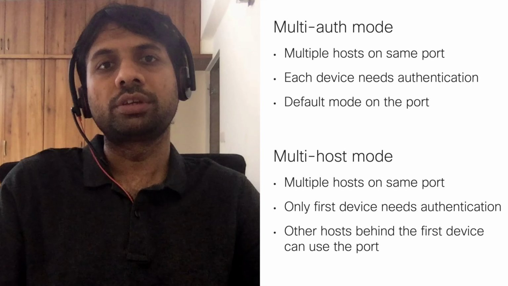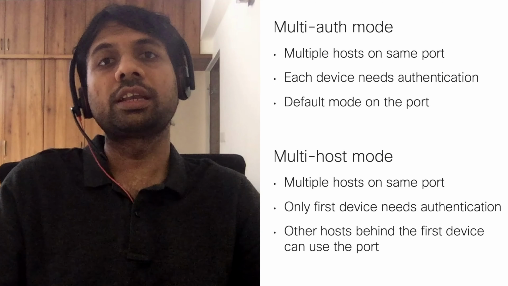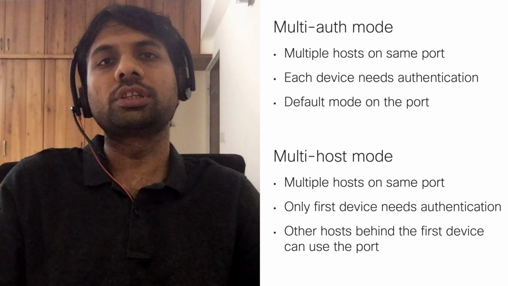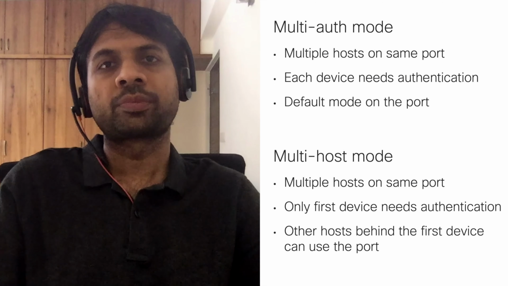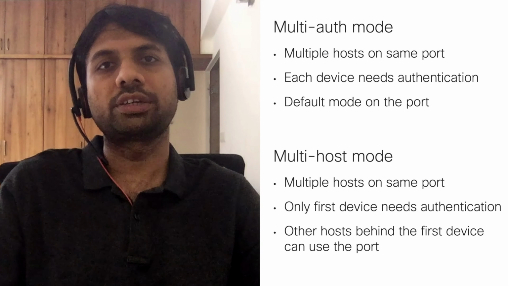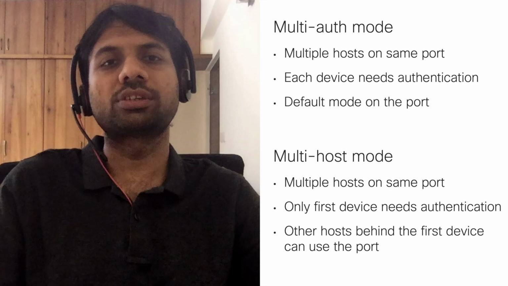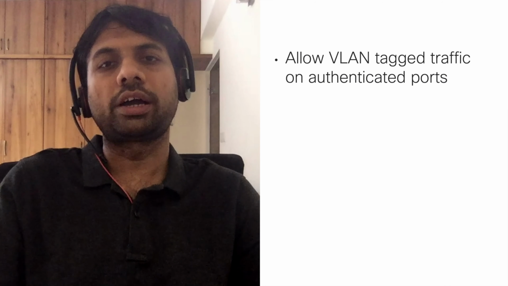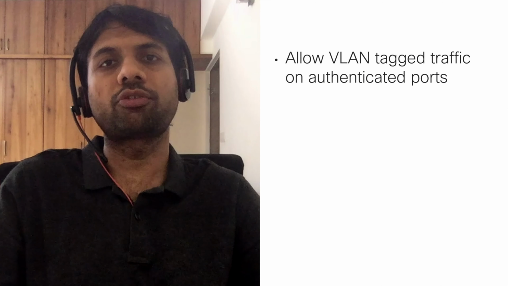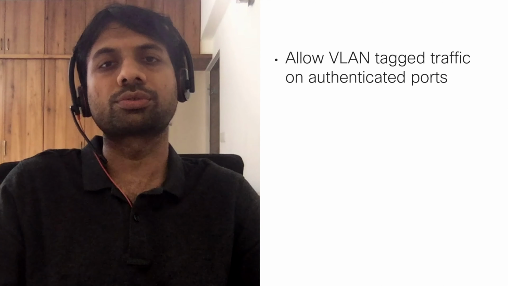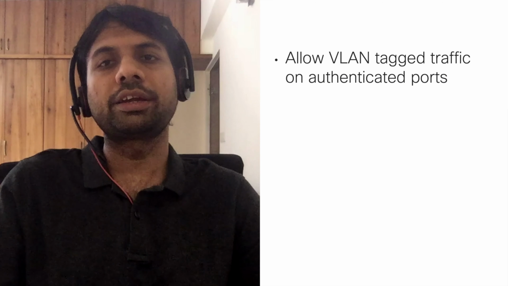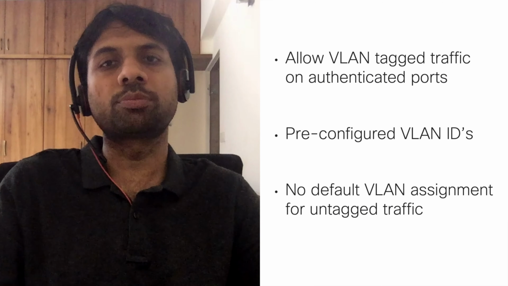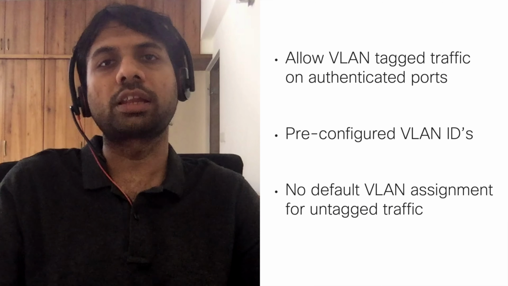The other addition is multi-host mode where we can again have multiple hosts on the single port. The difference being, here only the first device needs to be authenticated, and the rest of the hosts behind the first device can use the port without any additional authentication. And lastly, the 7.2.1 release also adds support for allowing VLAN tagged traffic on .1x authenticated ports. In this case, the VLAN IDs are expected to be pre-configured, and for any untagged traffic coming on the port, there will not be any default VLAN assignment.